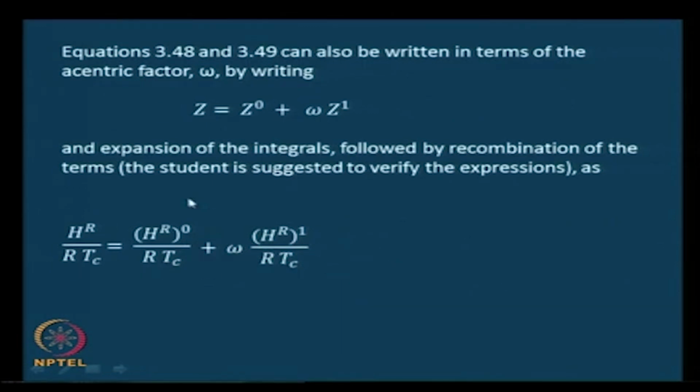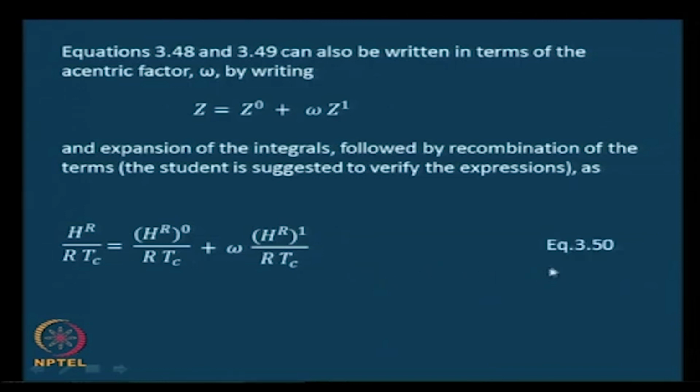I hope you would have already gotten some integral and so on and so forth which can be written in terms of HR0. You have an expression for HR by RTC earlier. So a similar expression would have resulted for HR0 and a similar expression for HR1. Therefore, you could combine them both with the eccentric factor when the Z was replaced with Z0 plus omega times Z1. So hopefully you would have gotten this. If not, you can go back and check and see how to get this.